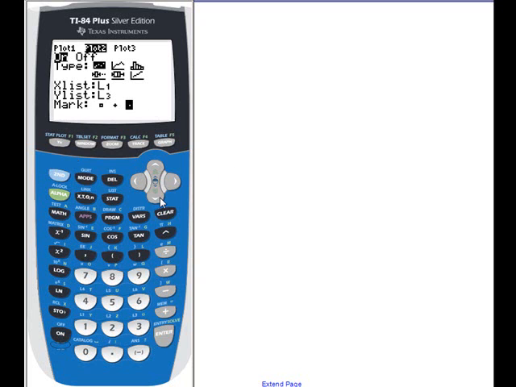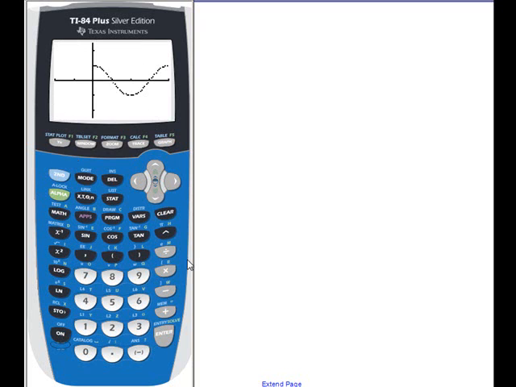Okay, so the points in this scatter plot are L1, which is the angle, and L2, which is the cosine value of that angle. So each of the points on this curve is in the form angle, comma, cosine value.